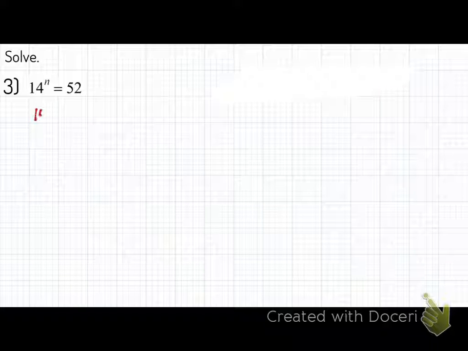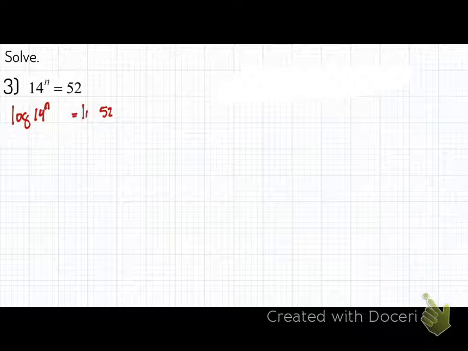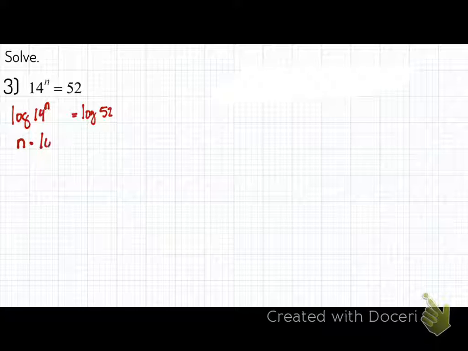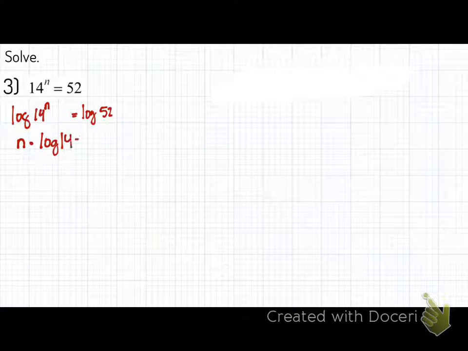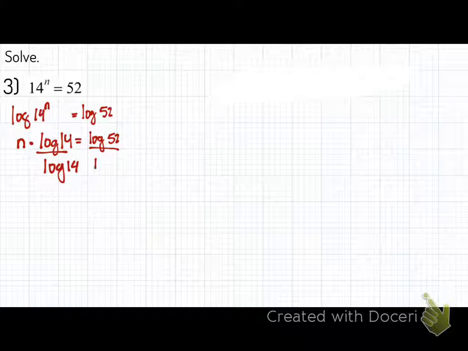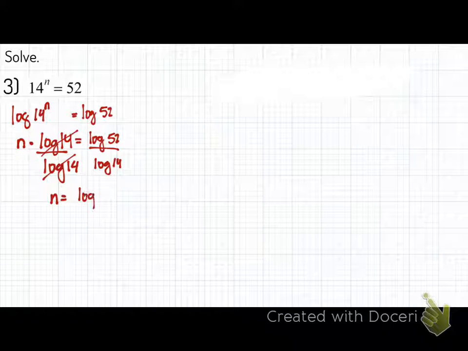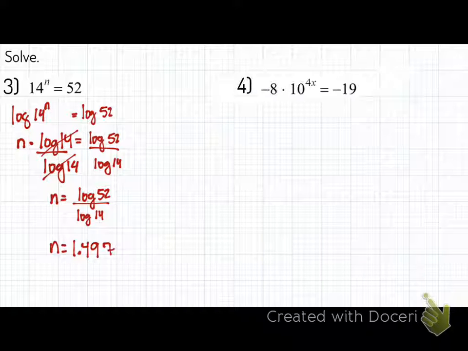So you should have taken the log of both sides, yes. And then you got common log of 14 to the n is equal to common log of 52. Then the n you bring down to the front, and then divide both sides by common log of 14. In one fell swoop, you write common log of 52 divided by common log of 14. And your answer is 1.497, which is correct.